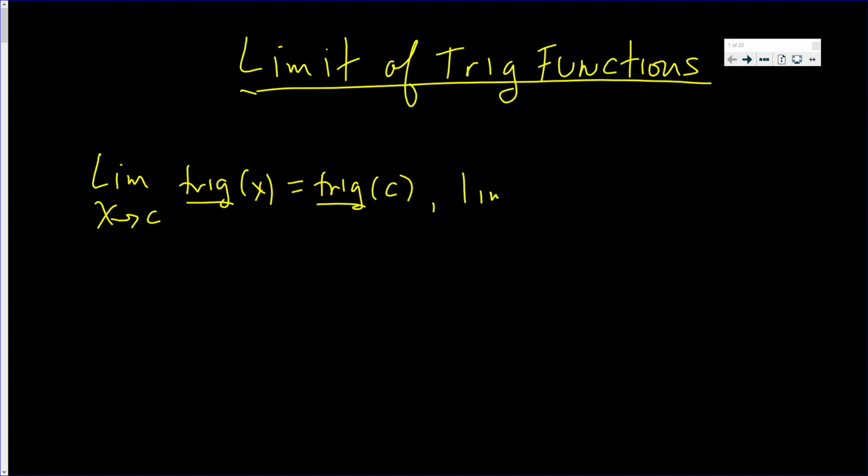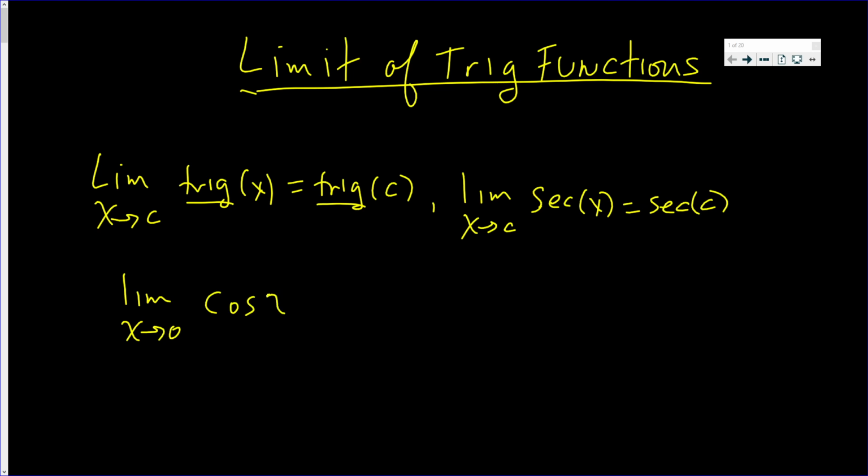For example, the limit as x goes to c of the secant of x will equal the secant of c. It's just direct substitution. So if you were asked what is the limit as x goes to 0 of just a simple cosine function, this would be cosine of 0, which is 1, and we're done.